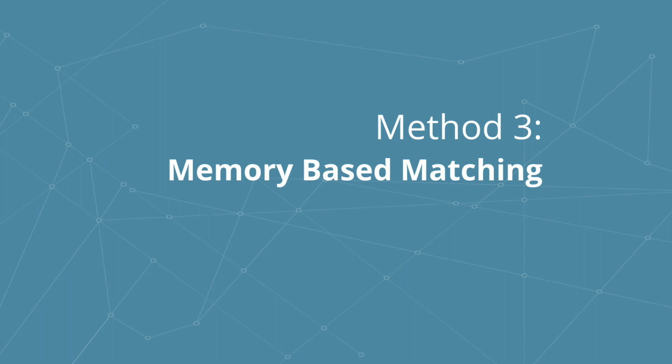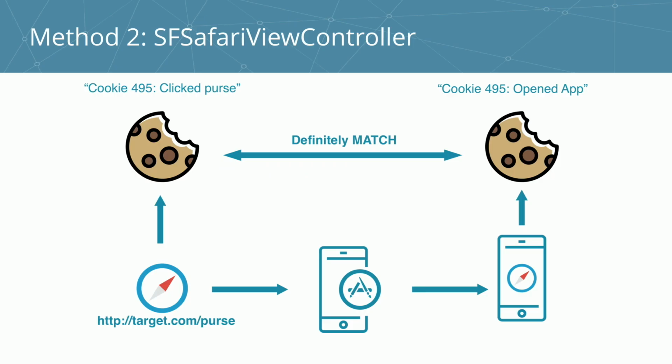Now, our third method, and probably the one that we're most proud of, is our memory-based matching. Sorry, actually going back to the SafariViewController. This is actually being outdated in iOS 11. So opening an instance of the SafariViewController and pulling out the cookies won't work anymore because they're actually separating the cookies between the two. The instance of your SafariViewController is going to have its own cookies that are isolated from the Safari application on your phone. So there's no way to actually pass information through.